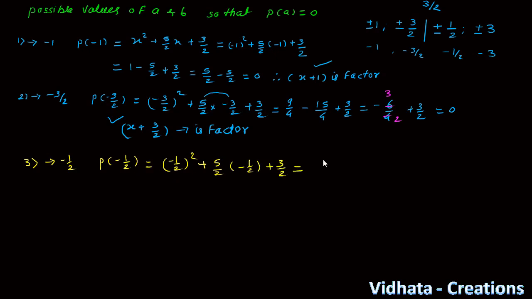Here minus 1 by 2 square will be 1 upon 4. And then here plus, minus minus, that is equal to 5 by 4, plus 3 by 2. Then overall calculation: minus 5 and plus 1 will give minus 4 upon 4, that is minus 1, and then what is left is 3 by 2. So minus 1 plus 3 by 2. The total answer will be equal to 1 by 2, and it is not equal to 0. Therefore, x plus 1 by 2 is not a factor.